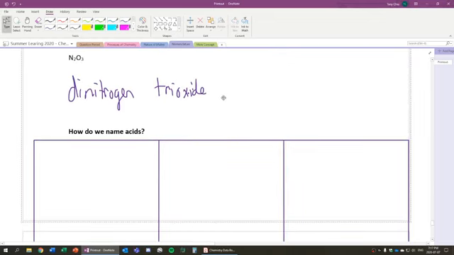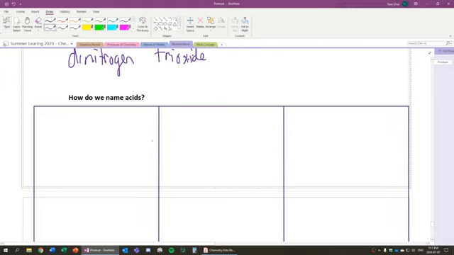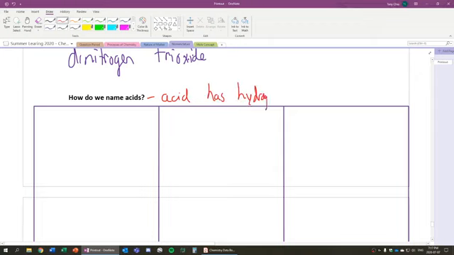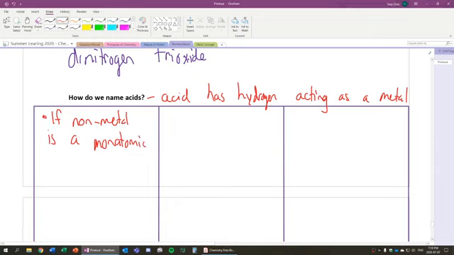So the first category of acid, first of all acids start with the element H. That's what we gotta know. Hydrogen acting as a metal makes something an acid. Okay, acid has hydrogen acting as a metal. Okay, so here's what we have. If the nonmetal is monatomic, so one atom, one type of atom, this is what you do.